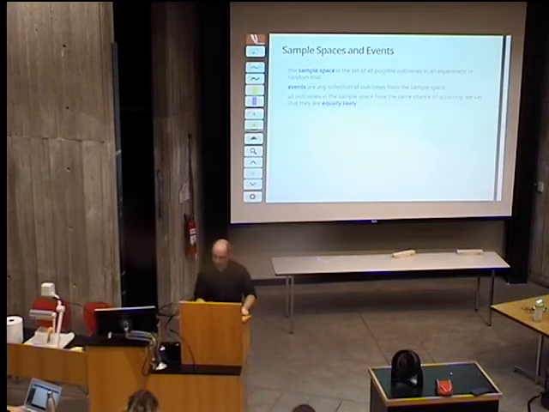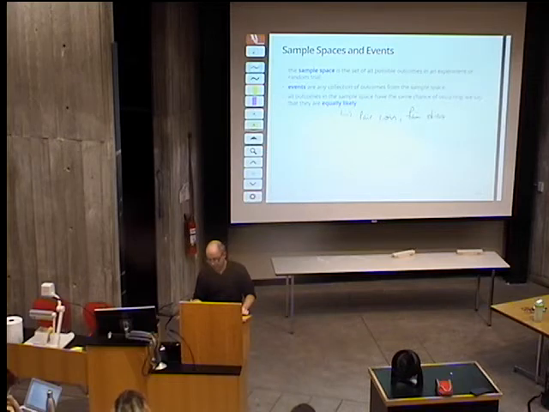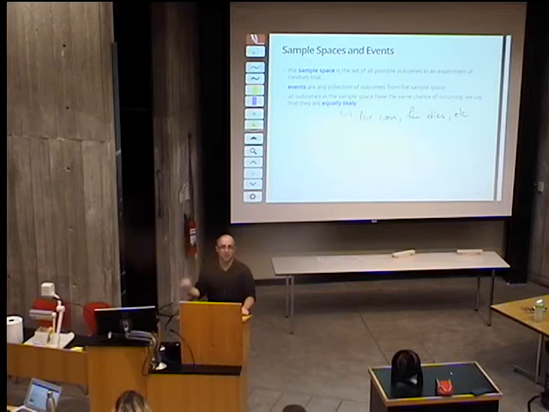If outcomes have the same chance of occurring, we say they are equally likely. This would be examples like fair coins, fair dies, and so on. Things where everything can happen, but with equal probability across the board.